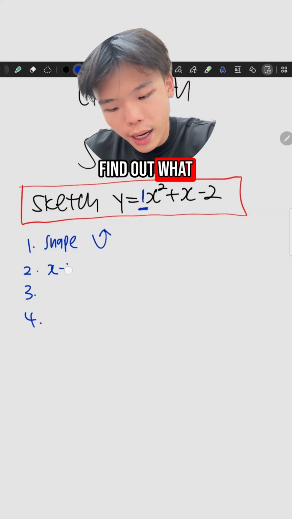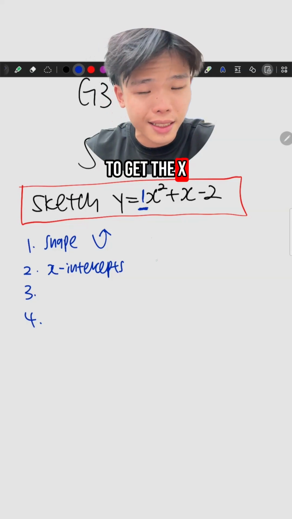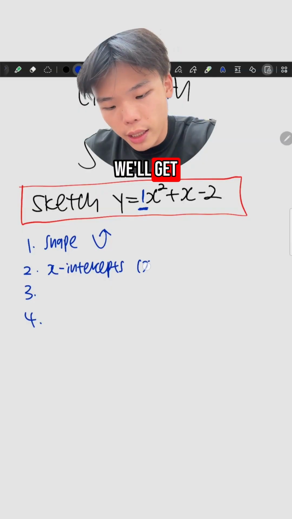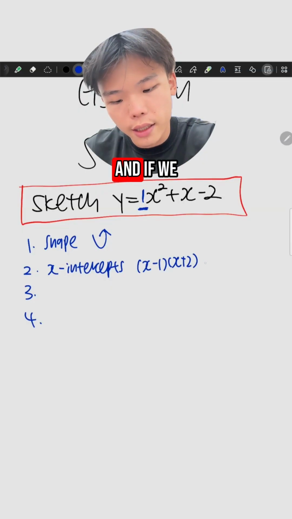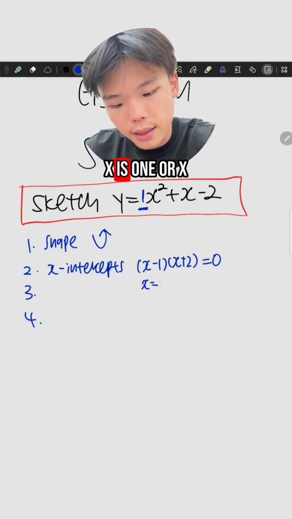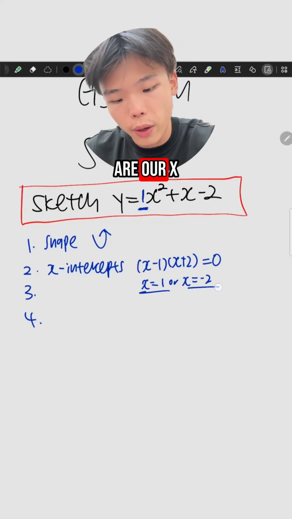Second, I will find out what are the x-intercepts, right? So over here, it's fairly simple to get the x-intercepts. All we need to do is to factorize this quadratic equation first, and we'll get (x minus 1)(x plus 2), right? And if we let y be 0 and solve for it, we get that x is 1 or x is negative 2 over here, right? So these two are our x-intercepts.